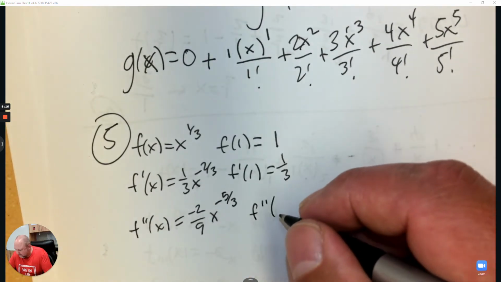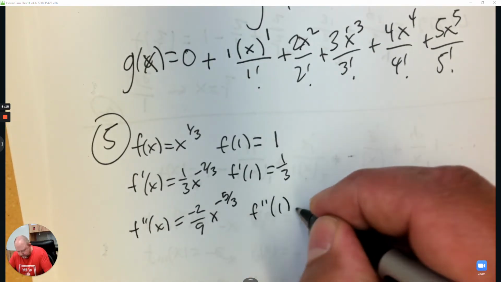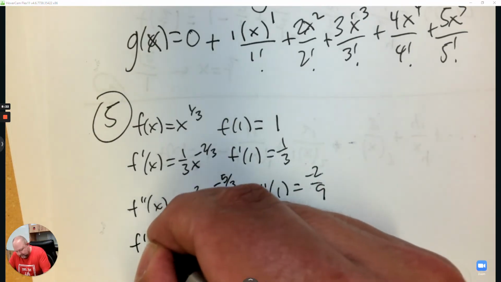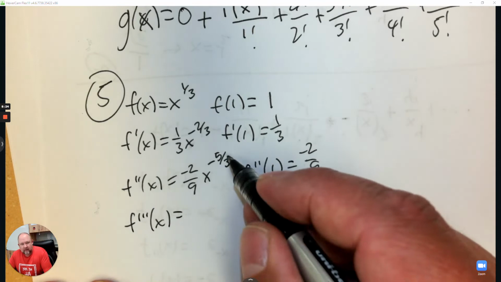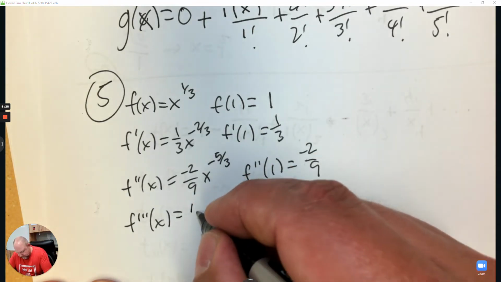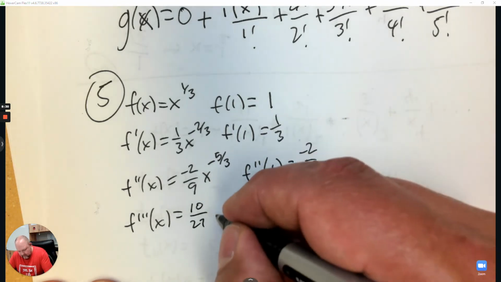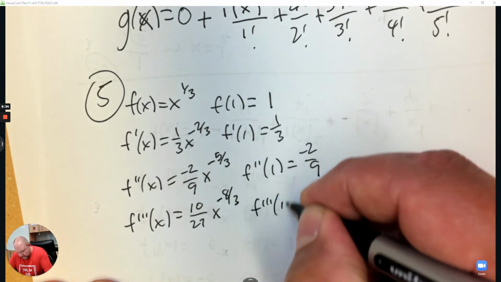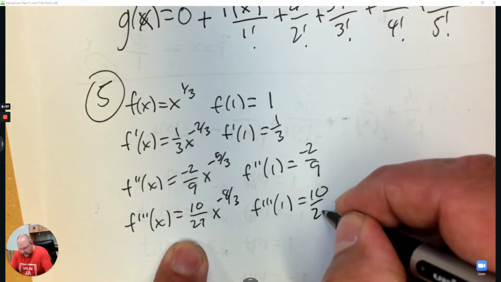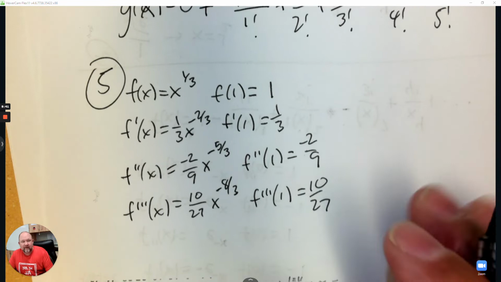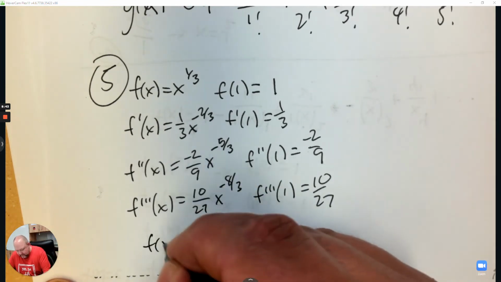How far am I taking this? To the third. So if I plug in 1, it's negative 2 over 9. One more time. So it's positive 10 over 27. And that'd be negative 8 over 3. So it's 10 over 27. Make sure I did that right. Good. And then what does the form, the pattern look like?